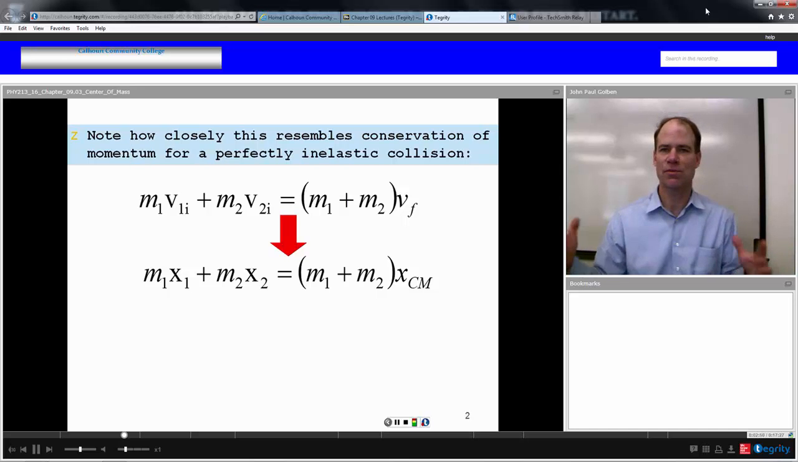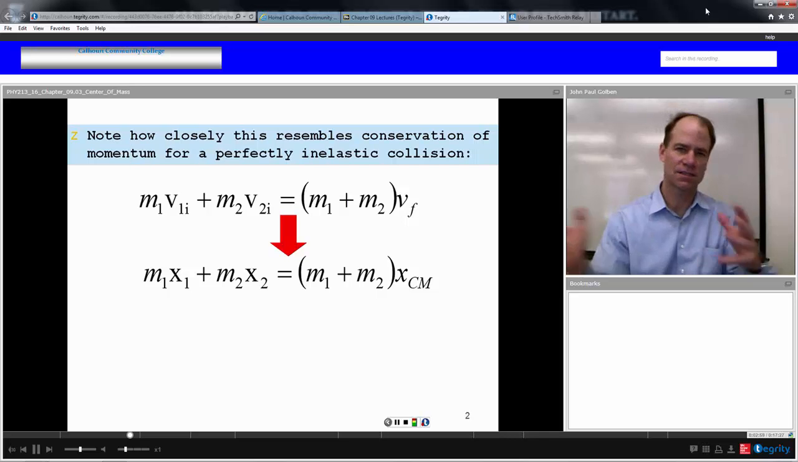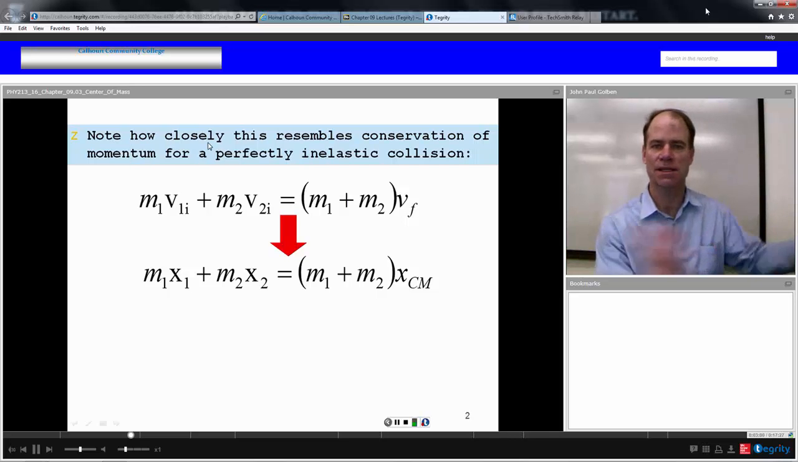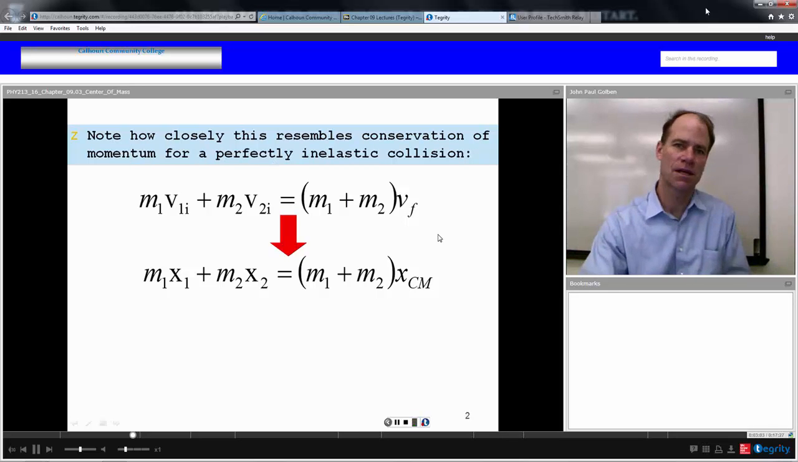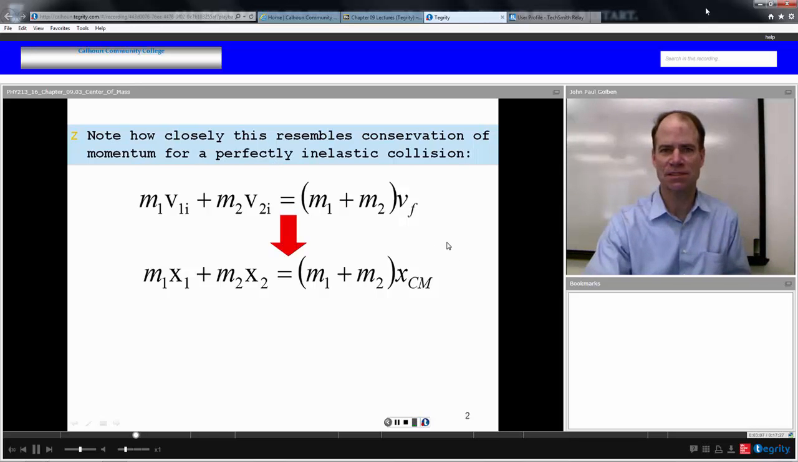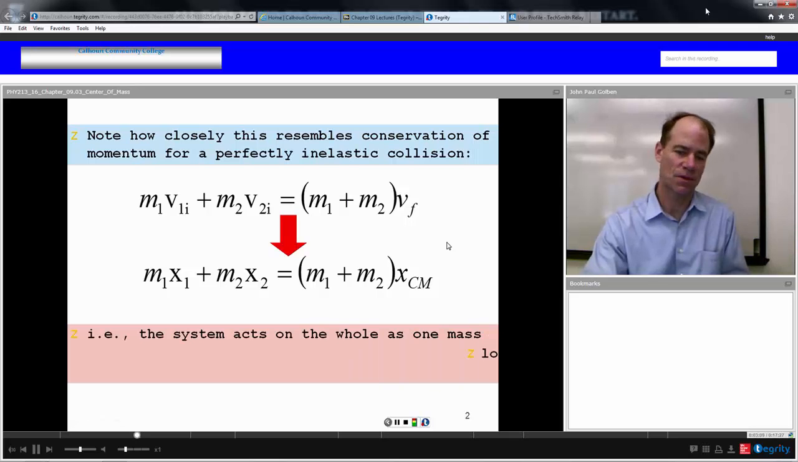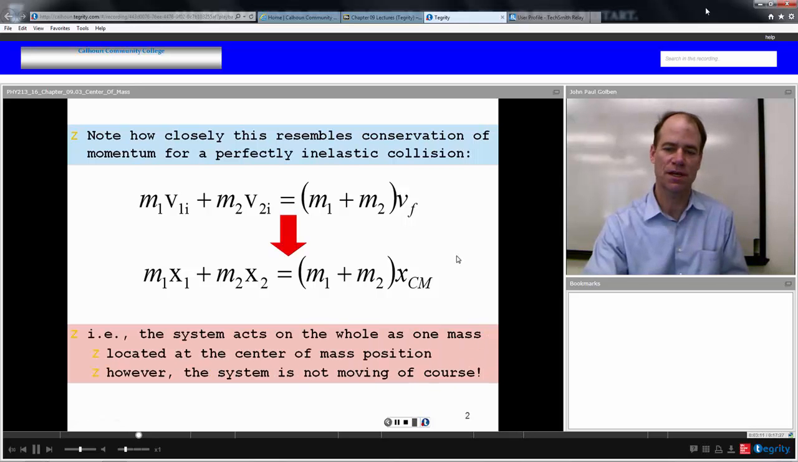For the center of mass, you have a location that represents the whole system as one total mass, and for perfectly inelastic, it's all moving by one mass moving with one common velocity. So the mathematics are very similar, and the only difference is one is moving and the other one is not.